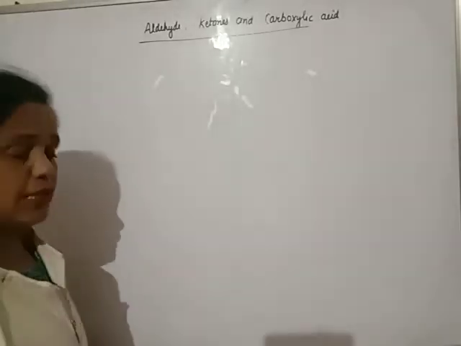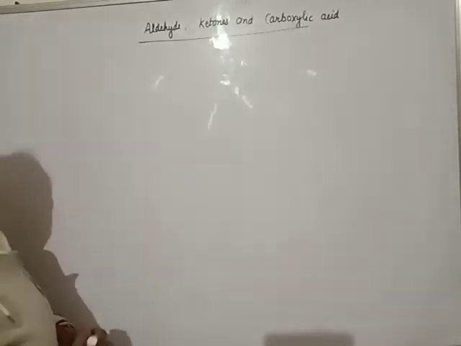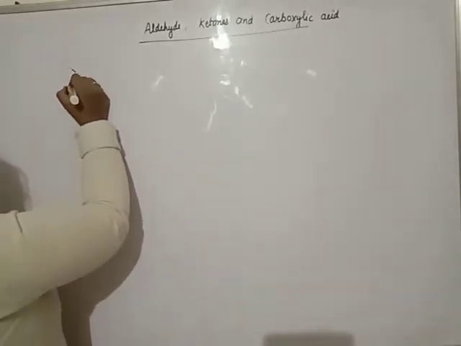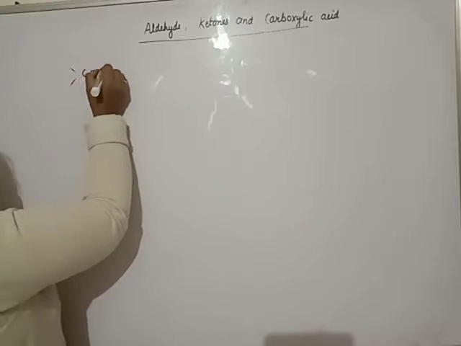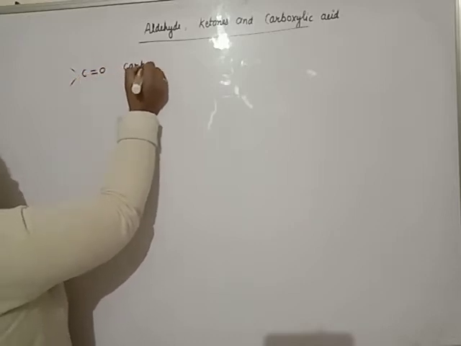Good morning students. Today we will start our new topic, that is aldehyde, ketone and carboxylic acid. Beta, aldehyde, ketone, carboxylic acid and some other groups have the same functional group. That group is known as carbonyl group.